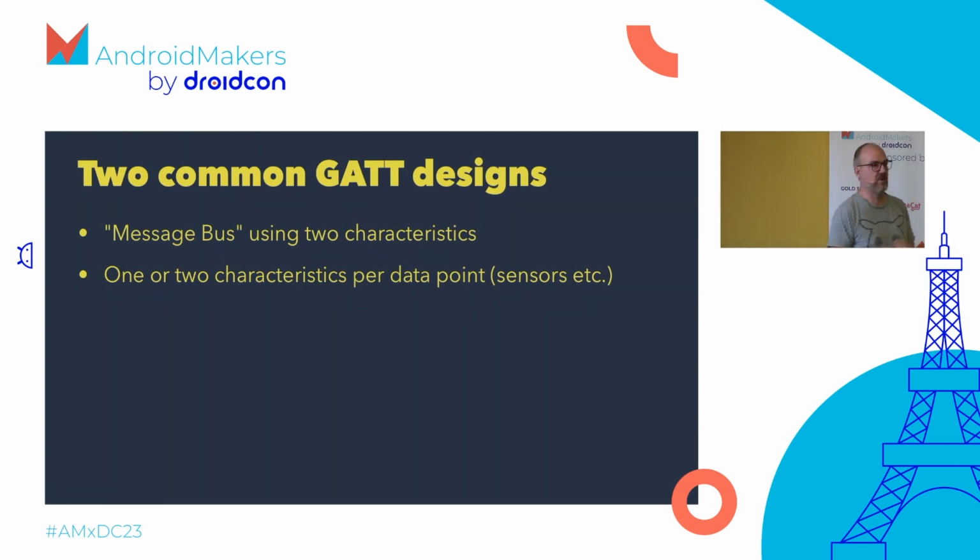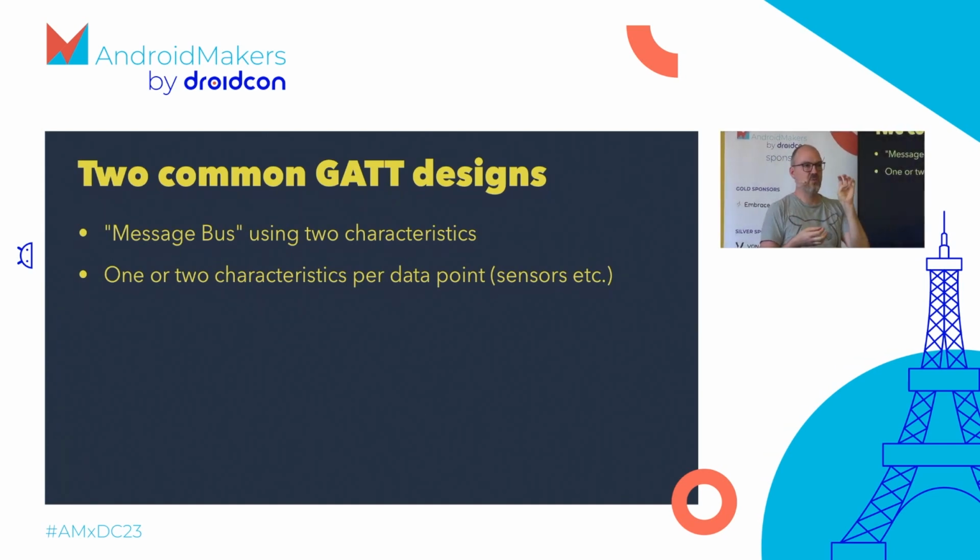So the two common GATT designs for peripherals are these two. You design a sort of message bus where you have two characteristics, one for reading and one for writing, and you never do explicit reads on it. Instead, you enable notifications, so you get the data pushed to you, and then you keep writing on the other one. So it sort of works like a message bus that way. So you send these byte array messages through that one.